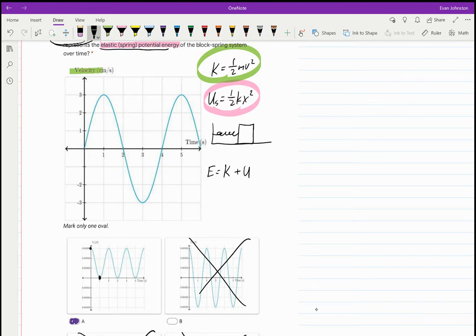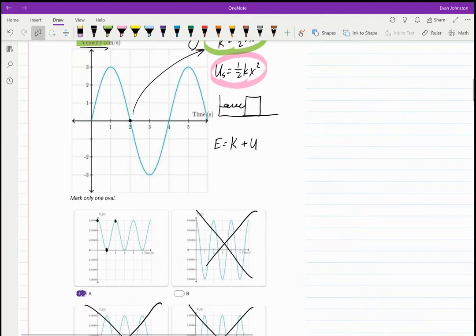And then again, if it has zero velocity at 2 seconds, well, it's going to have the maximum potential energy. If it has no velocity, there's no kinetic energy. That's zero. So that means it's all spring potential. So again, this graph does in fact match. So that kind of clears this one up.